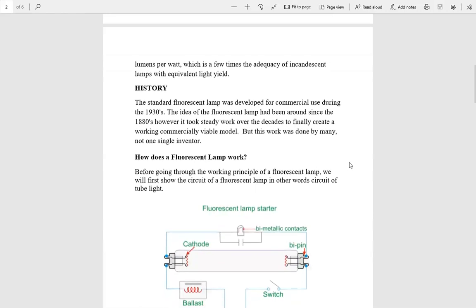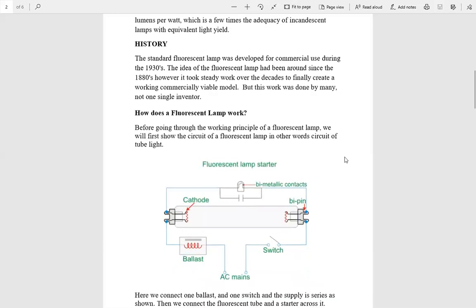Now, what is the history of this so important lamp in our life? The standard fluorescent lamp was developed for commercial use during the 1930s. The idea of the fluorescent lamp had been around since the 1880s. However, it took steady work over the decades to finally create a working, commercially viable model. But this work was done by many, not one single inventor.